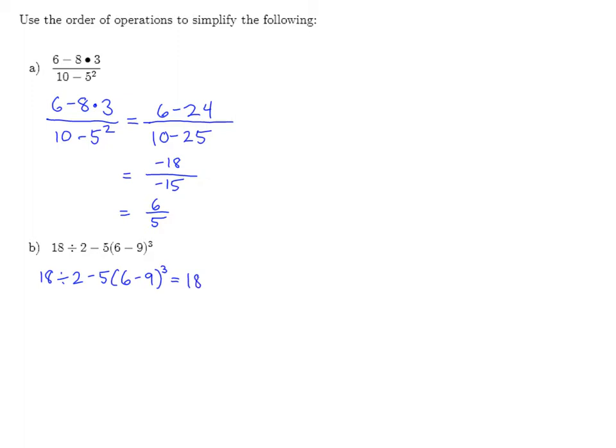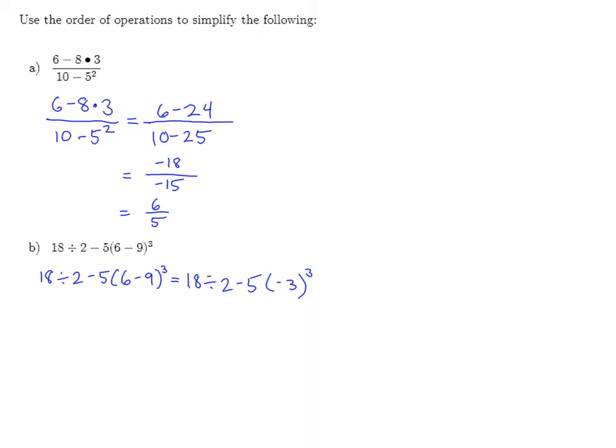So 18 divided by 2 minus 5 times that 6 minus 9, which is inside parentheses and cubed, will simplify to 18 divided by 2 minus 5, and all we're going to do in this first step is simplify that 6 minus 9, which becomes negative 3. So now instead of having 6 minus 9 inside parentheses, we'll have negative 3 inside those parentheses, and that's still cubed. So after our first step, it reads as 18 divided by 2 minus 5 times negative 3 cubed.